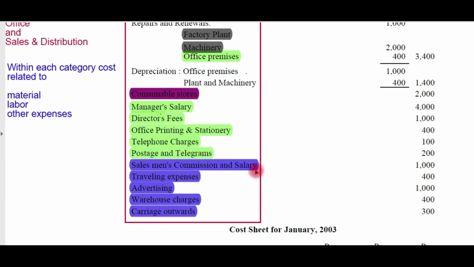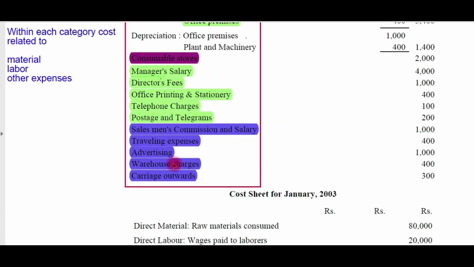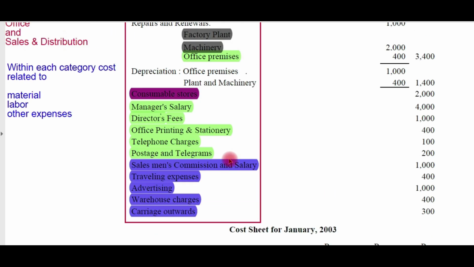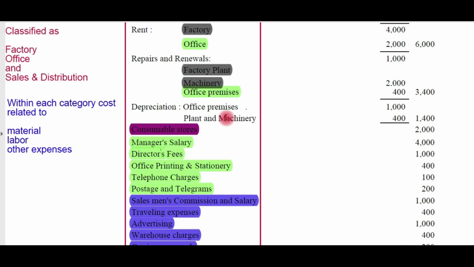Salesman's commission and salary. This is pertaining to commission, means other expenses. Other expenses in the sales and distribution wing. Traveling expenses, other expenses. Advertising, warehouse charges is related to distribution. Carriage outwards. So this is the classification of different kinds of costs.